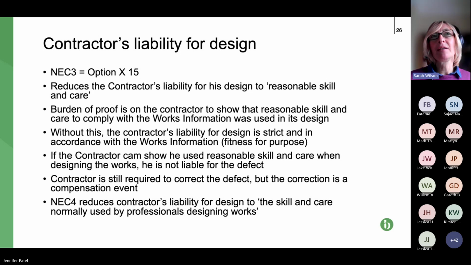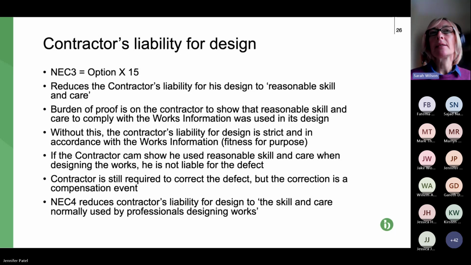So X15 means that if the parties opt into it, the contractor's liability for design is limited to reasonable skill and care rather than fitness for purpose. If it's not opted into, then the contractor is automatically on a fitness for purpose. So, for example, professional indemnity insurance won't cover that fitness for purpose element. So it's not great news.